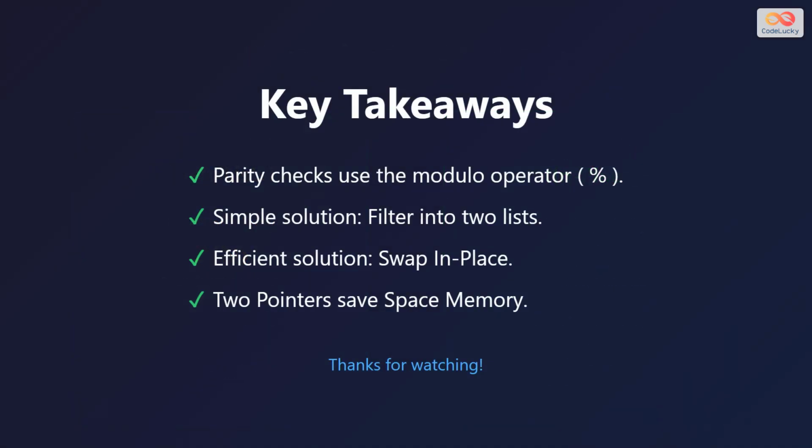To wrap up, remember that parity checks are done using the modulo operator. You can solve this simply by filtering into lists, but the professional way to solve it is using the two pointers technique to swap elements in place, saving memory.